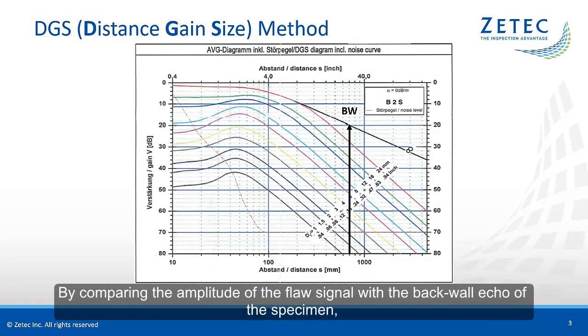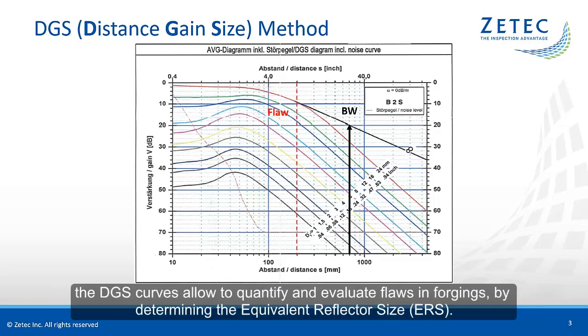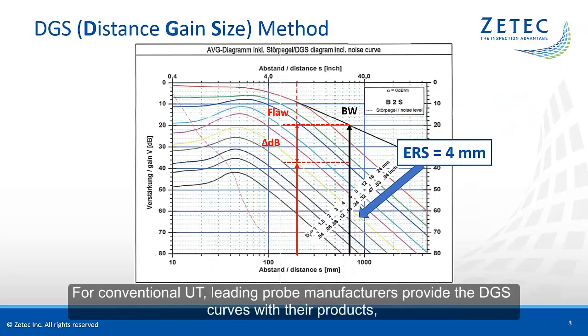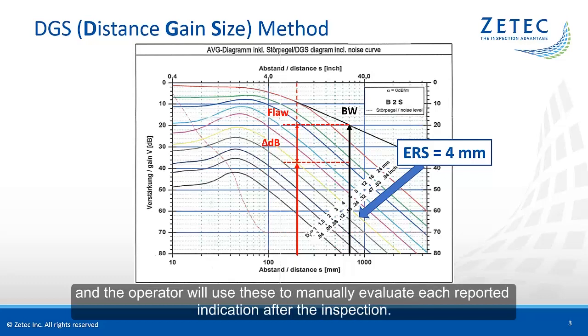By comparing the amplitude of the flaw signal with the backwall echo of the specimen, the DGS curves allow to quantify and evaluate flaws in forgings by determining the equivalent reflector size, or ERS. For conventional UT, leading probe manufacturers provide the DGS curves with their products, and the operator will use these to manually evaluate each reported indication after the inspection.